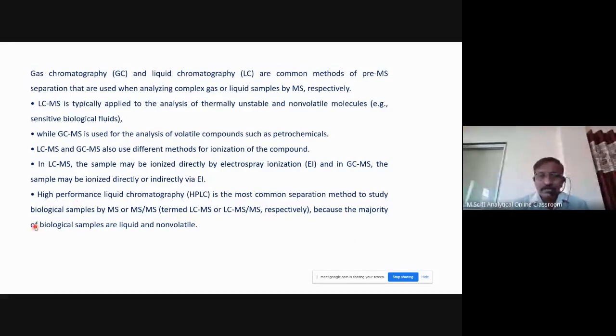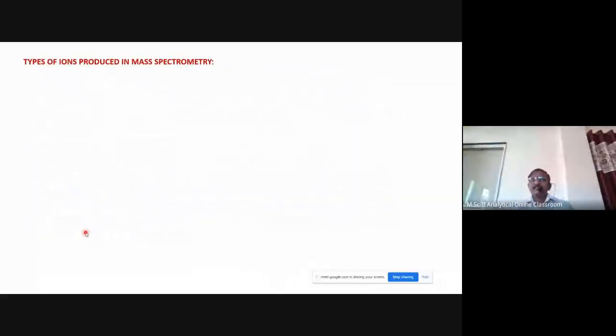So this is the majority for biological samples, which are liquid and non-volatile. Those samples can be easily separated and each peak identified very easily by using LCMSMS or HPLC MSMS, that is nothing but tandem spectrometry. This is the part that we left from the last lecture, the tandem spectrometry, and no doubt we can use a number of analyzers, such as triple quadrupole, quadrupole ion trap, and FTICR.